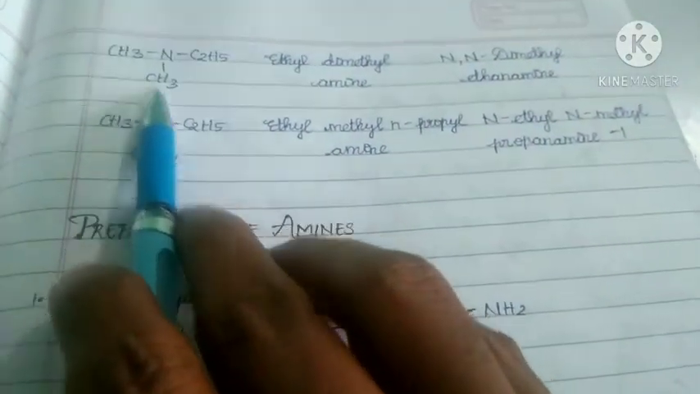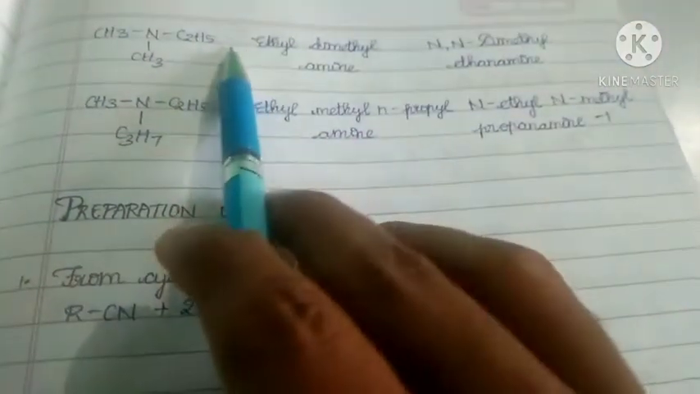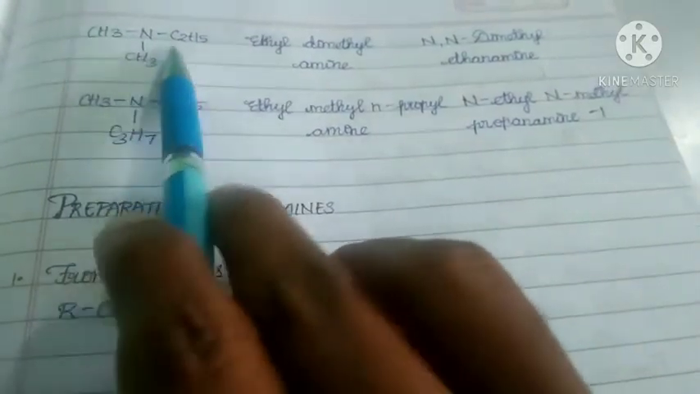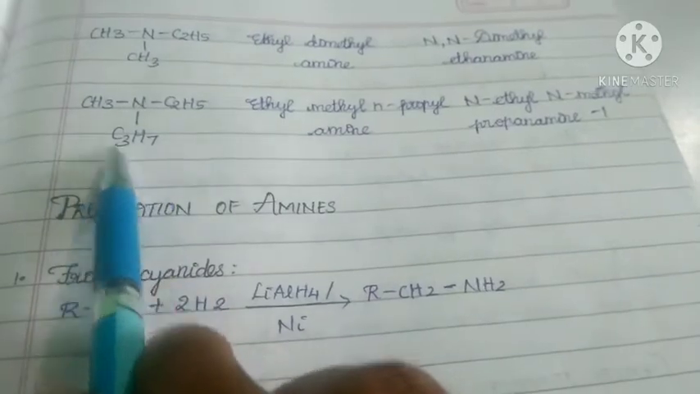In this case, two methyl groups and one ethyl group are present. This is also a tertiary amine. Common name is ethyl dimethylamine. IUPAC name N,N-dimethyl ethanamine. Here CH3, C2H5, C3H7. Here different alkyl groups are present.